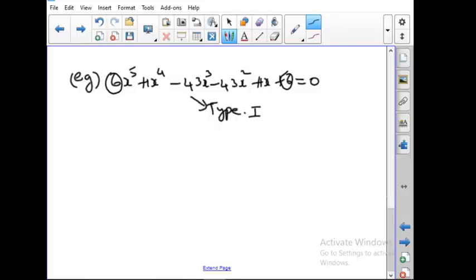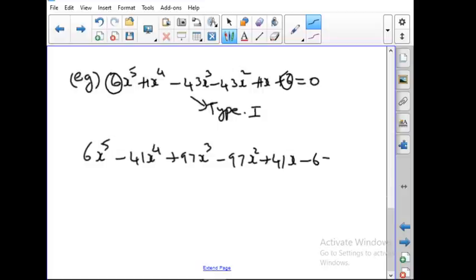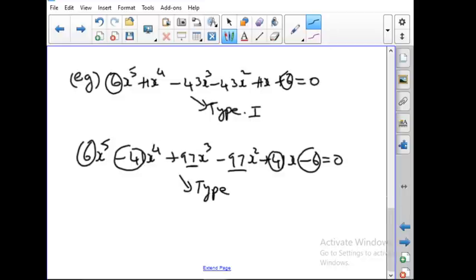Then the second type, see this example: 6x power 5 minus 41x power 4 plus 97x cube minus 97x square plus 41x minus 6 is equal to 0. See here, plus 6 here, and here we have minus 6. Minus 41, plus 41, plus 97, minus 97. So this is of type 2. Now I hope you are all clear with type 1 and type 2 reciprocal equations.